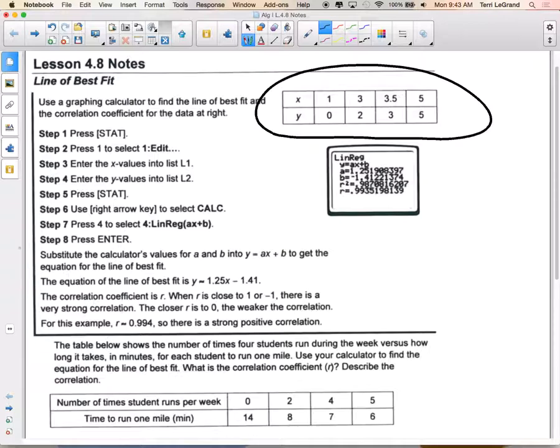Okay, in list 1, we're going to put our X values. We're going to put 1, 3, 3.5, and 5. So put those 4 X values in your list 1. They're on your handout there. You can look right there. You don't even have to look up at the board.